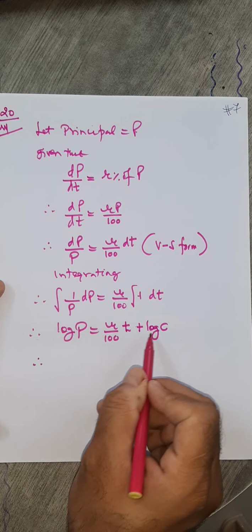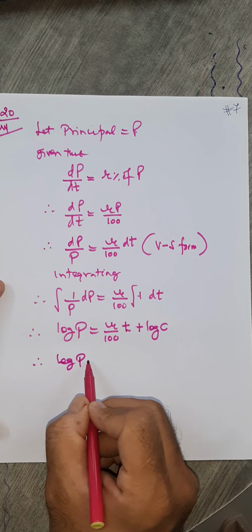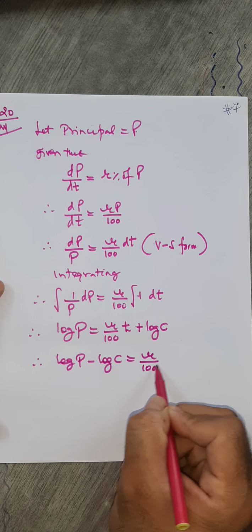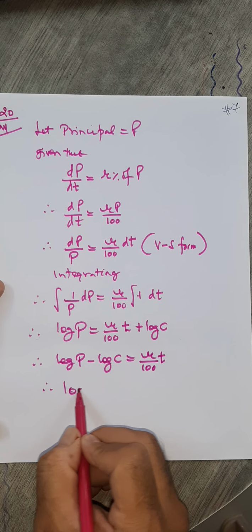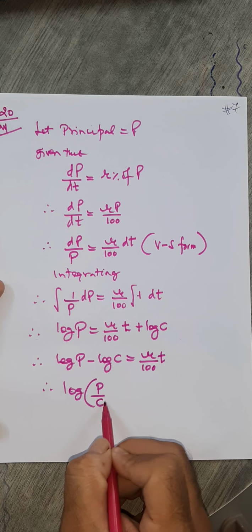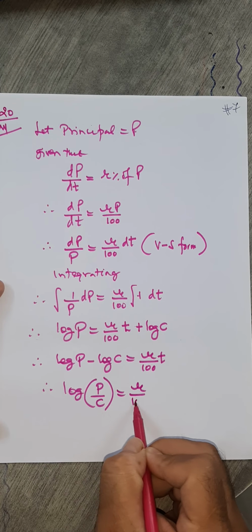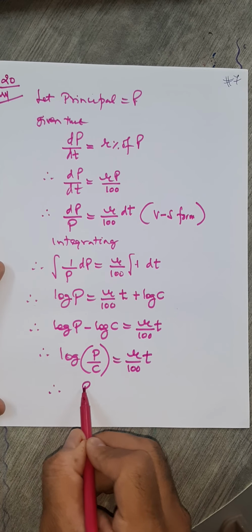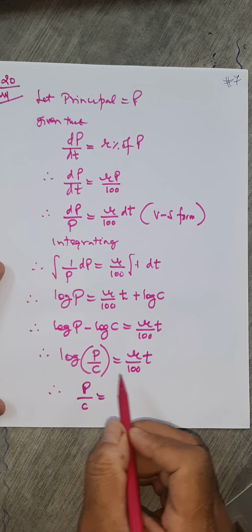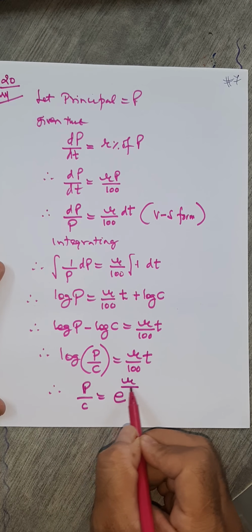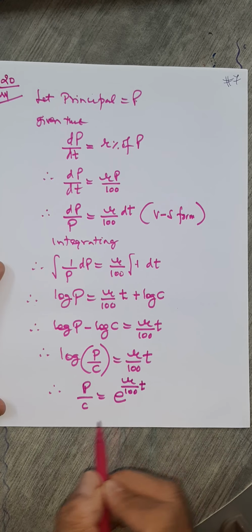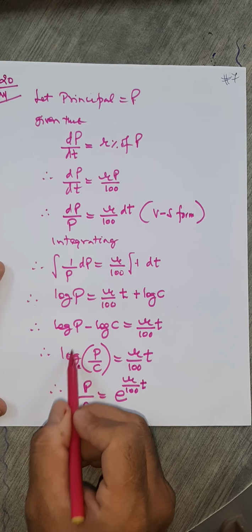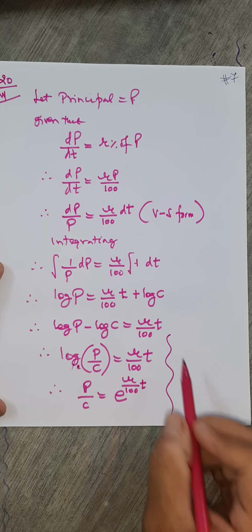Now I'll simplify. I'll take log this side. So log p minus log c equals r by 100 t. So this is log of p by c equals r by 100 t. And therefore, if I drop the log function, p by c equals e raised to r by 100 t. If you drop the log function here, the base is e, remember, if nothing is written. If I drop the log function, the right hand side is exponential, you know.